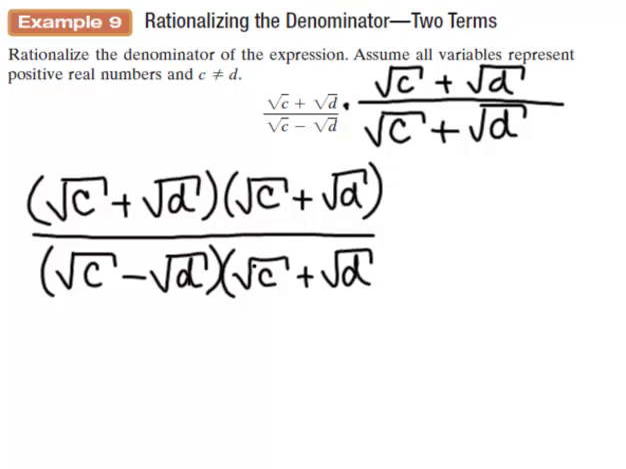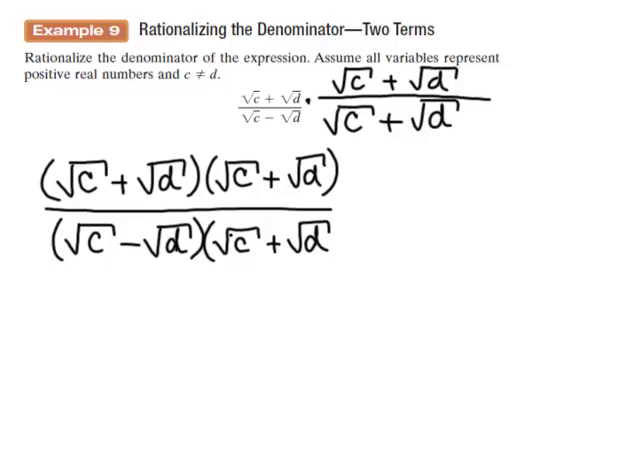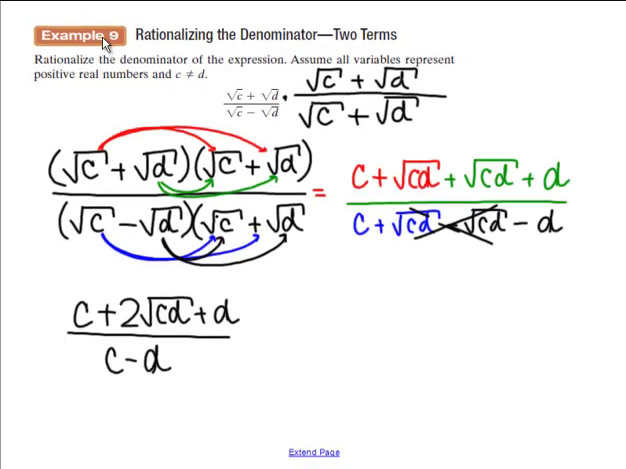So lots of FOILing going on. Why don't you pause the video and make sure that you can do this part on your own. And then play it when you get done and make sure that your answer matches mine. Alright, you should have ended up with c plus 2 times the square root of cd plus d, all divided by c minus d.